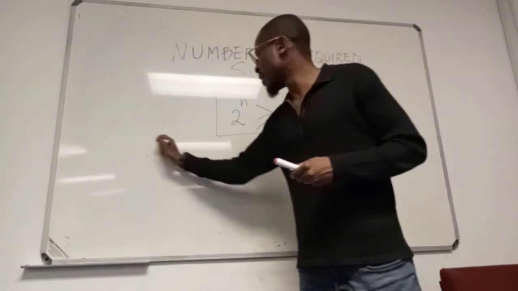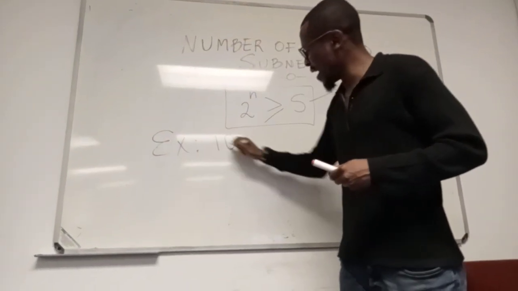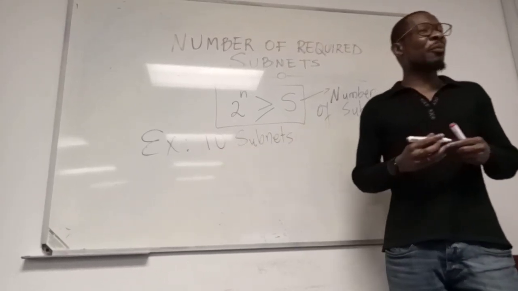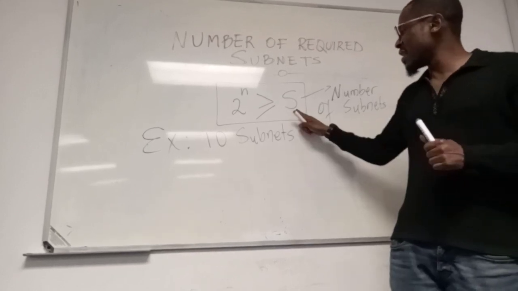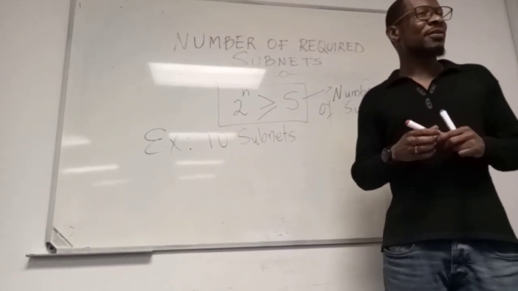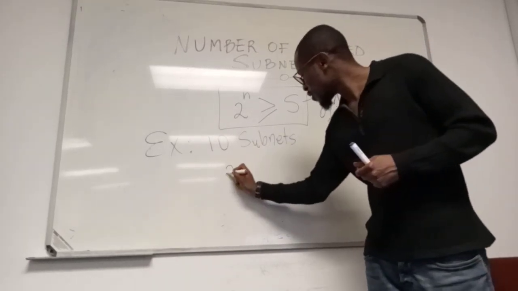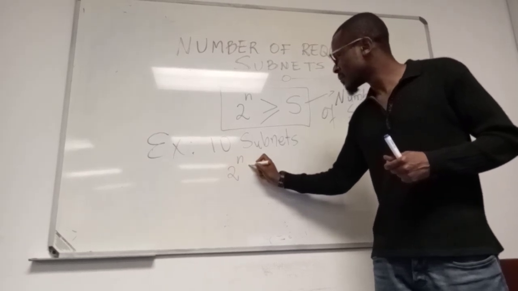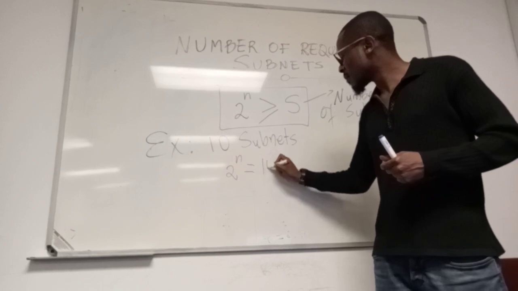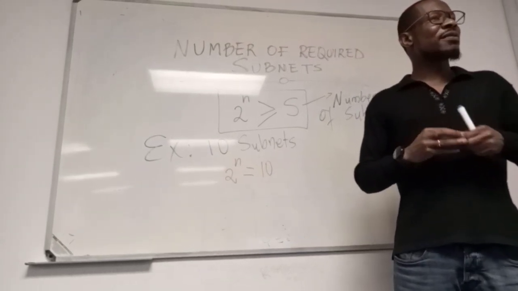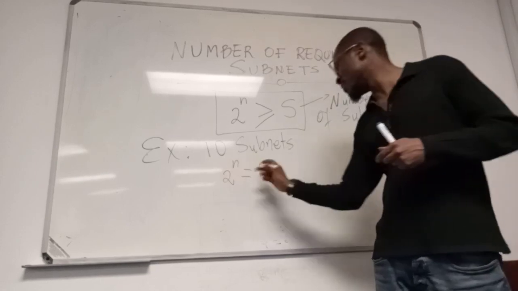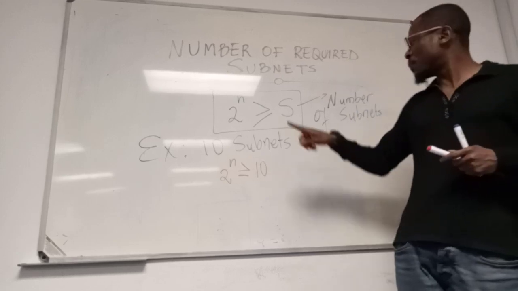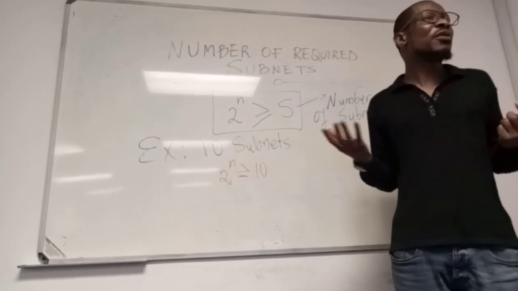Let's take an example here. For 10 subnets, so you want how many subnets? 10. So your s is 10. Now you're going to say 2 to the power of n must be greater than or equal to 10. I like it like this. So you only replace the s by the number of subnets.